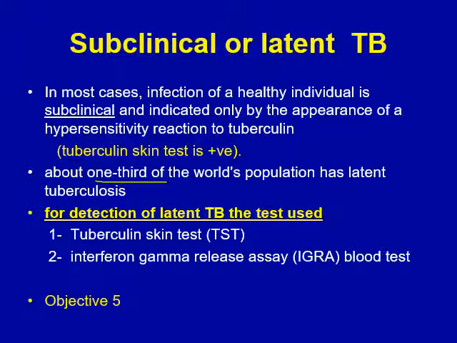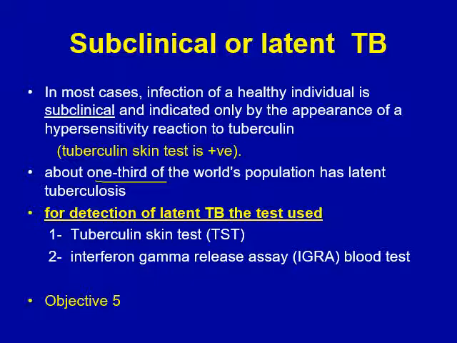Detection of latent TB: the test used is the TB test, the tuberculin test. We inject the purified protein of the TB bacilli intradermally, and after that the reaction will appear. A nodule will occur at the site of injection, and if this nodule is more than 10 mm, it is positive. It means the patient has been exposed to TB, or has TB, or has had BCG vaccination.